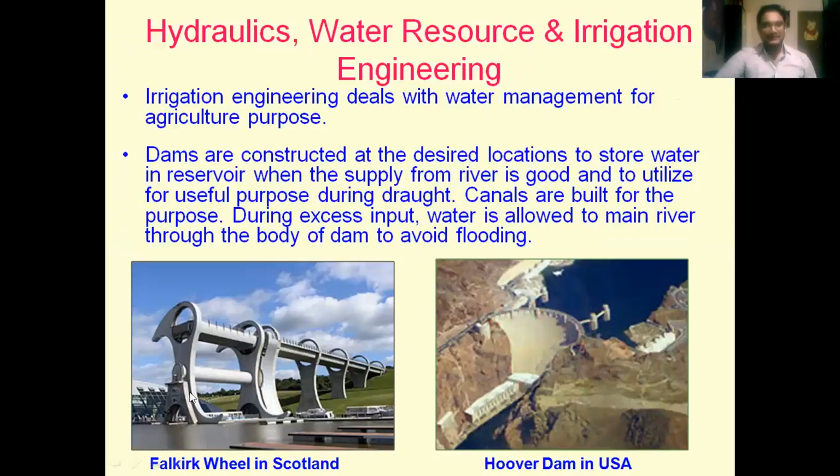And then on the left part, you can see the Falkirk Wheel in Scotland, where it will lift the ships from ground level to the top level, and the canal, I mean the navigation, takes place at this particular elevated height. So these are the two best examples of water resources and irrigation structures.